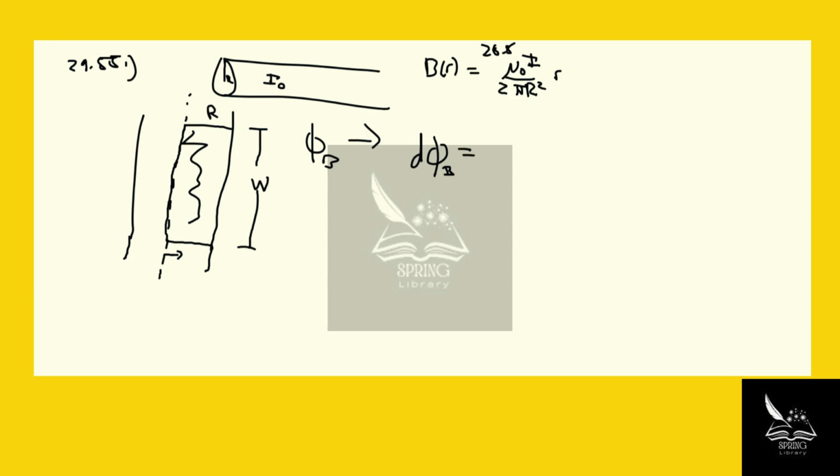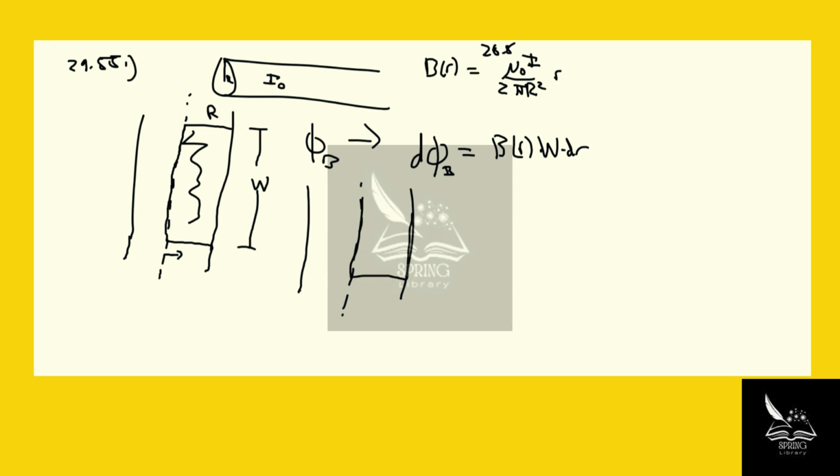Now, since the magnetic flux is changing as we go, we can write the differential as B of R times the area, which is also changing as we go through this, and this is W times dr. To illustrate what this actually means, let's draw this wire again.